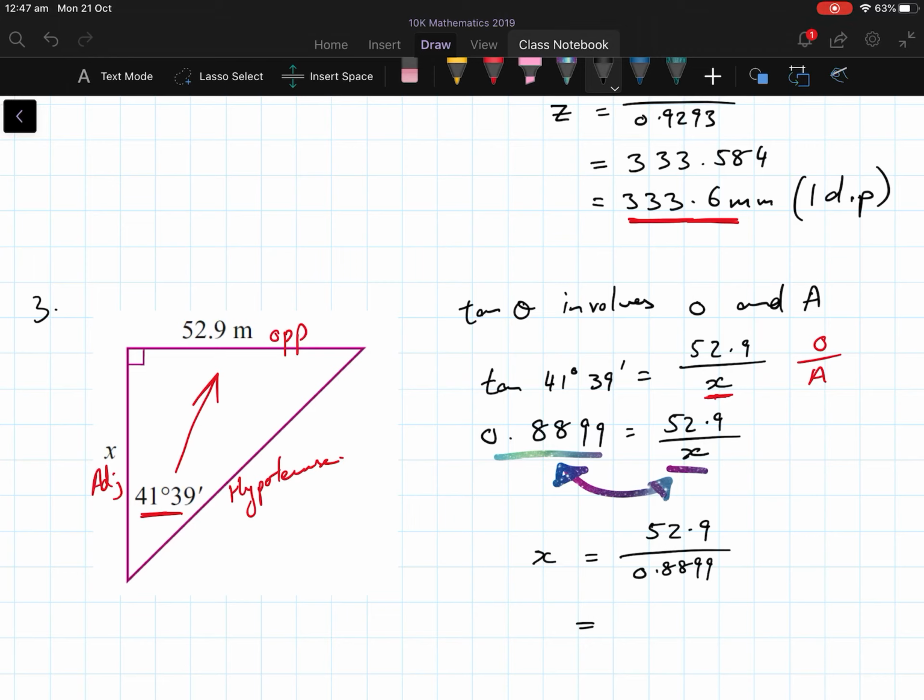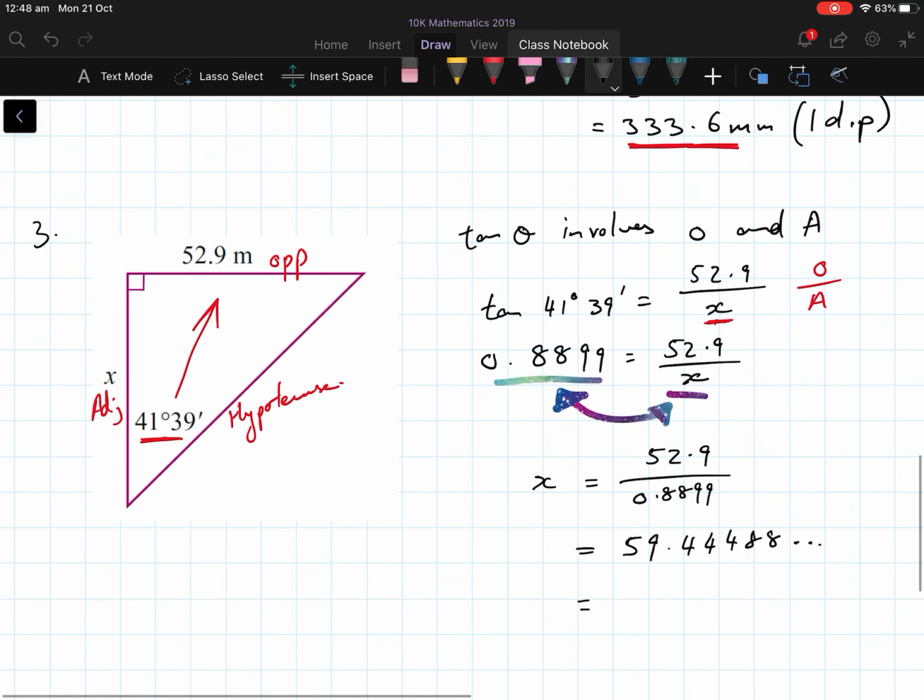52.9 divided by 0.8899, which is equal to 59.4448. Always write it to a few decimal places, and when I round it to one decimal place, or 2, or whatever number, I can see what I need to do. 59.4 meters to one decimal place, and that's a reasonable answer. It's about the same, would make sense, right? If it was 45 degrees, it'd be exactly the same.